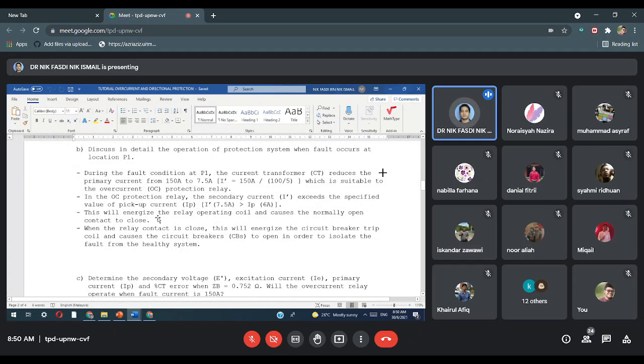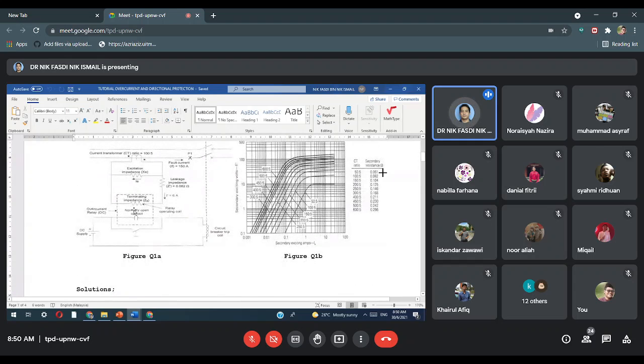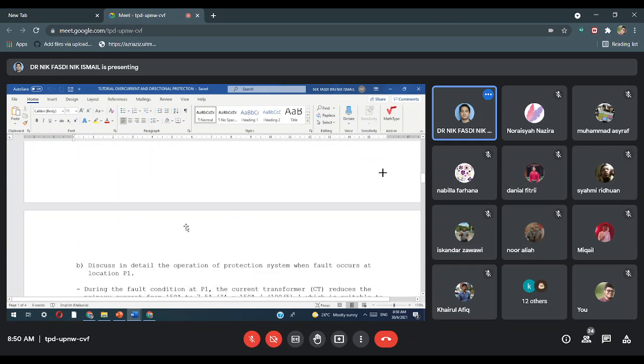This will energize the relay operating coil and cause the normal open contact to close. It will trigger, turn on the operating coil of the overcurrent relay, so the contact will close. This is a normally open contact. Normally open means it is really open, not connected, and it will turn on whenever it closes. Current will then flow through this contact, because the coil is turned on.